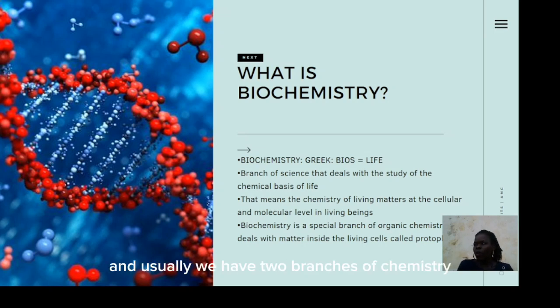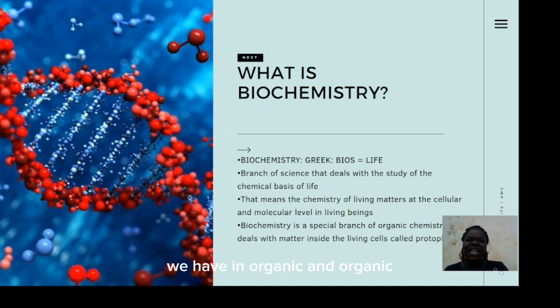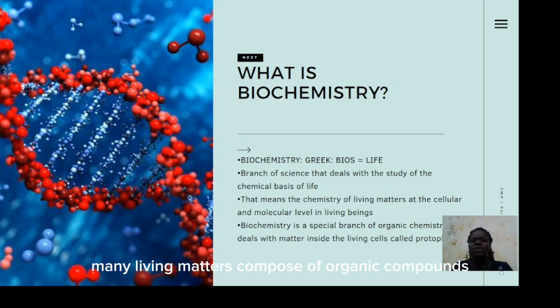And usually we have two branches of chemistry. We have inorganic and organic. And according to studies, they found out that many living matters are composed of organic compounds. And so that's why in biochemistry we are more concerned about organic chemistry, because we believe they are the basis of life. Like every living component is composed of a lot of organic compounds. So basically biochemistry is the chemistry of life, but the chemistry here is majorly organic chemistry.